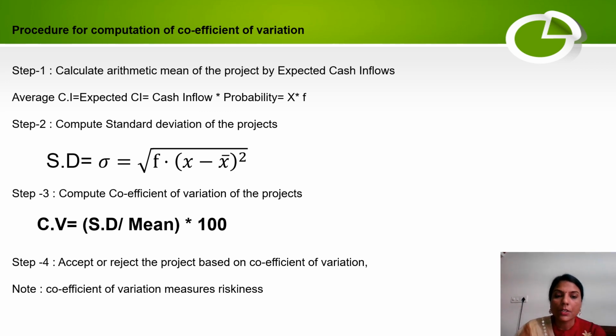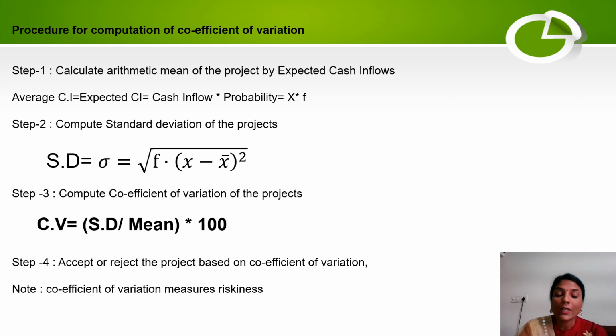After that, the standard deviation will be calculated. First we have calculated the expected cash inflows, which is the multiplication of cash inflows and the probability. Second step, we calculate the standard deviation by the formula: the frequency multiplied by x minus x average, squared. Here the frequency is the probability given in the question, multiplied by the cash inflows minus the expected cash inflows, squared. The coefficient of variation formula is standard deviation divided by mean, multiplied by 100. In the cash inflows case, the mean is your expected cash inflows.